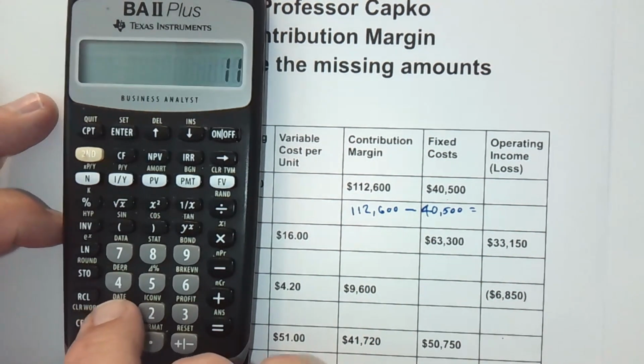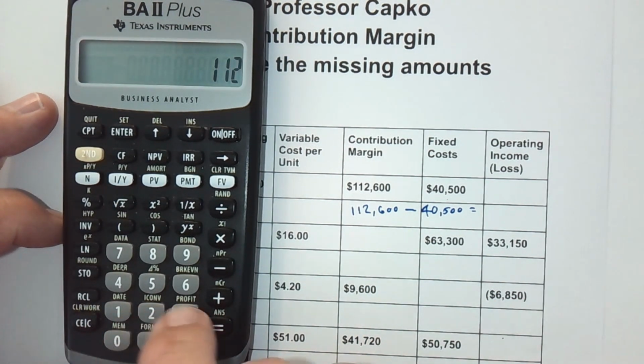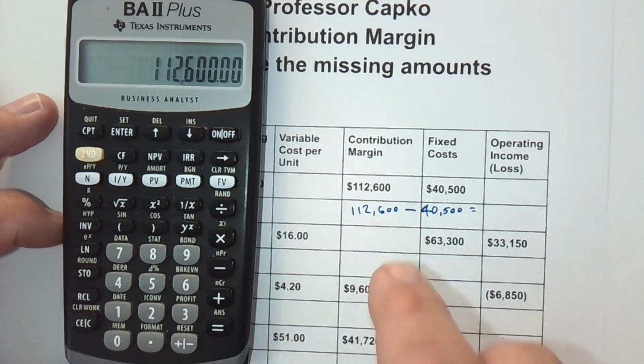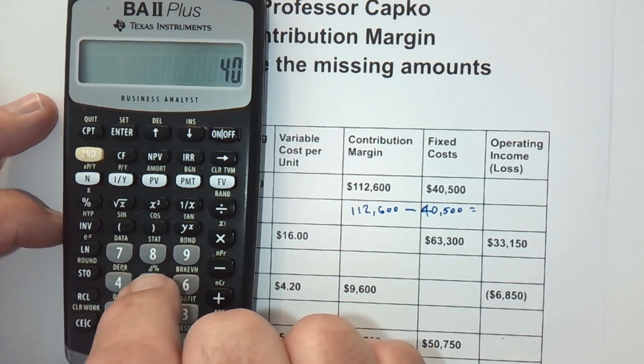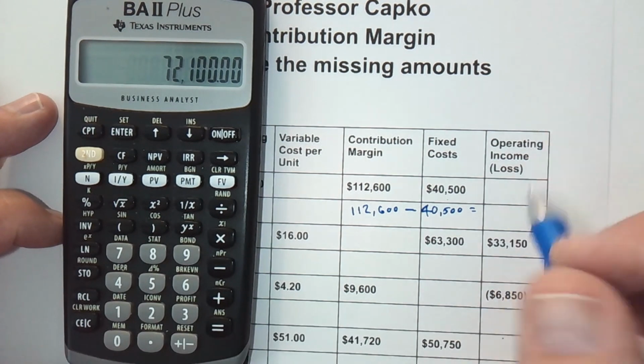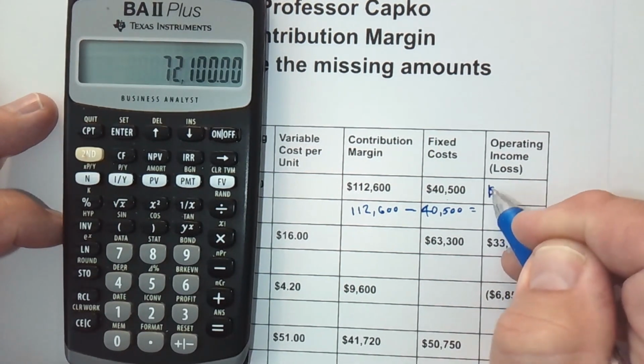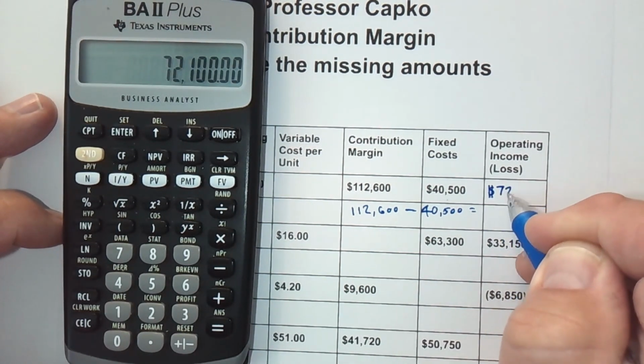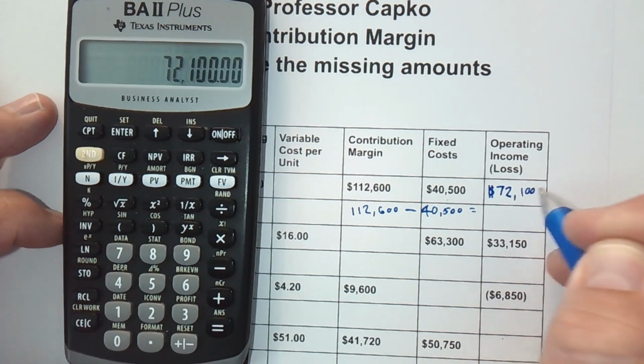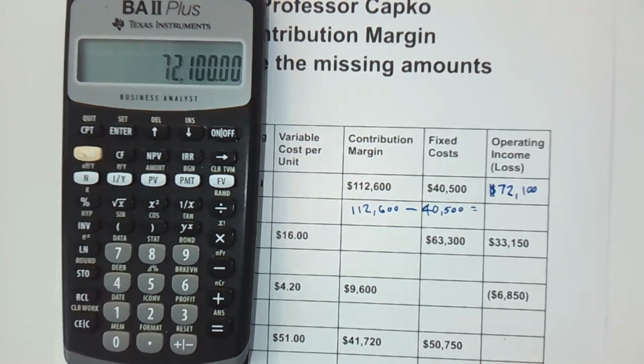All right, I'm going to enter the 112,600 and we're going to subtract from that the $40,500, and that's going to give us an operating income, because it's a positive number, of $72,100. So we've got the first part done.